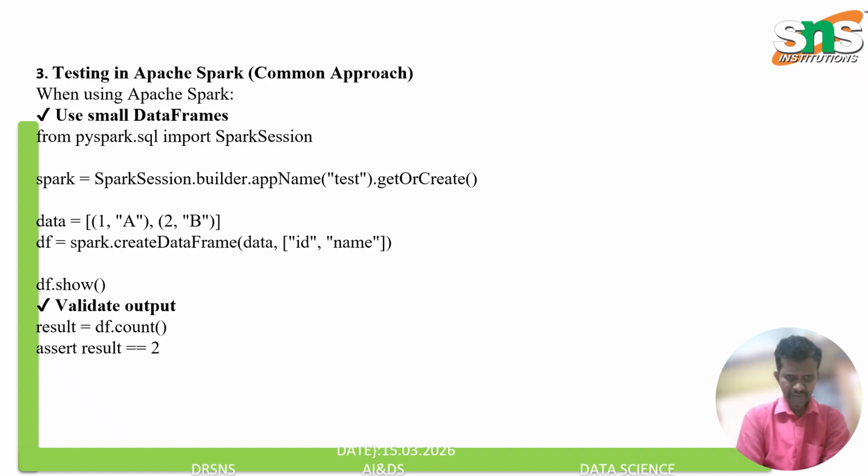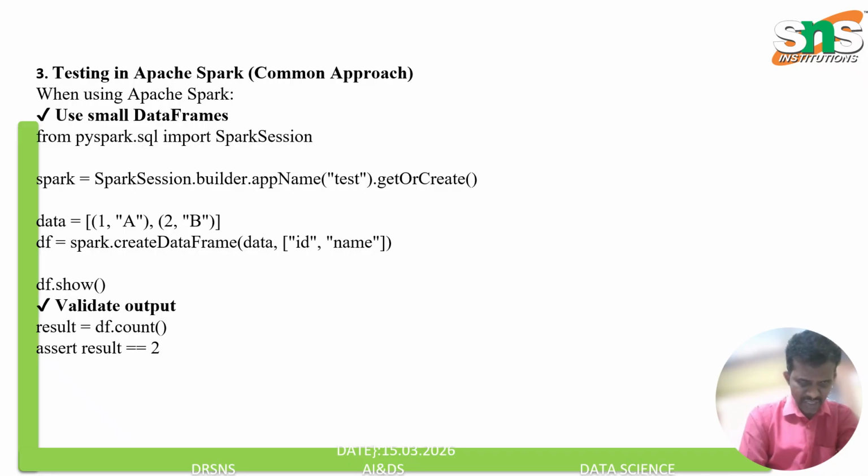data frames. So from pyspark.sql, import SparkSession. It is used to import the essential components for creating a Spark session. Then spark equals SparkSession.builder.appName("test").getOrCreate(). If you give this command, we can get data equal to (1, "a"), (2, "b"). Then df equals spark.createDataFrame(data, ["id", "name"]). We have to give which is the id and what is the name we are going to get.